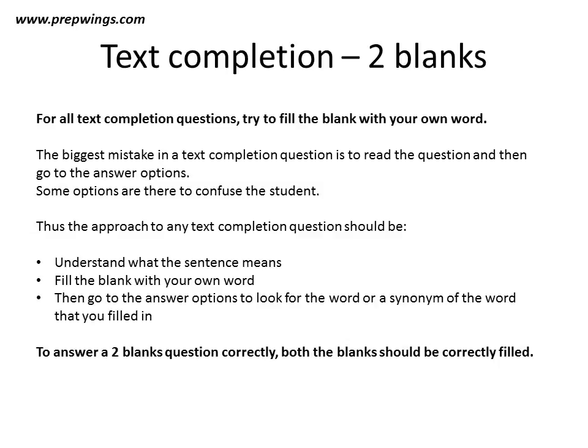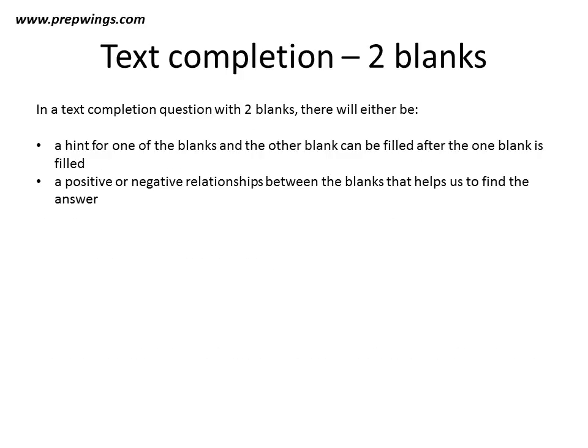Now to get points on a two blank question, both the blanks should be filled correctly. So there are no partial points. In a text completion question with two blanks, there will either be a hint for one of the blanks, and the other blank can be filled after the first blank or the second blank is filled. Or there can be a positive or negative relationship between the two blanks, which can help us find the answer by looking at options.